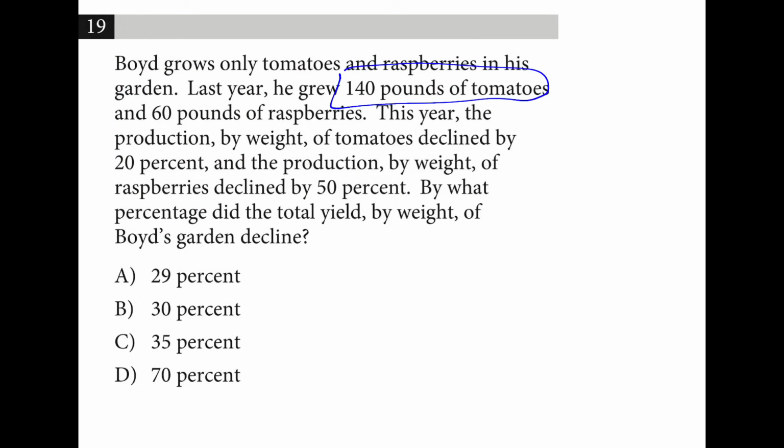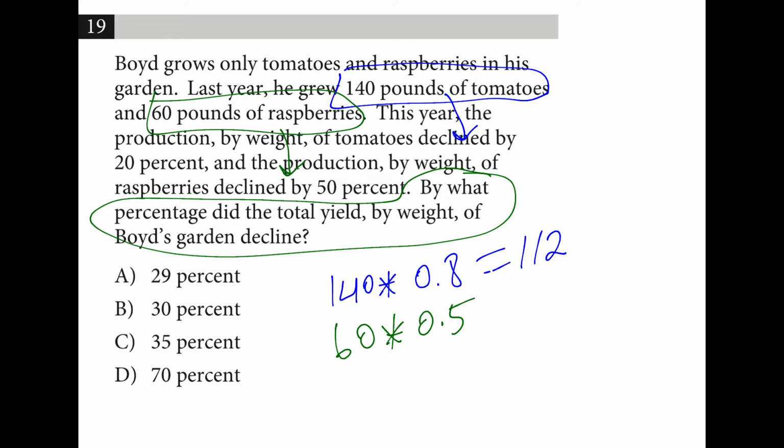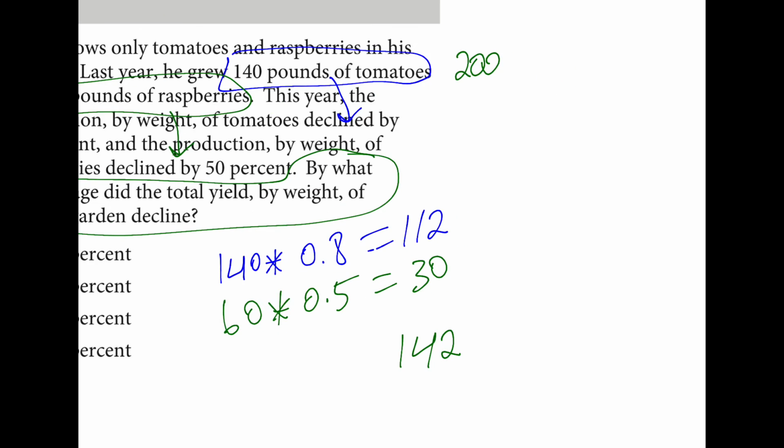140 pounds of tomatoes, but that declined by 20%, so 140 times 0.8. And we had 60 pounds of raspberries, and that declined by 50%, so 60 times 0.5. And then by what percentage did the total yield decline? So we're left with 112 pounds of tomatoes and 30 pounds of raspberries, so that's 142. We had 200. If we take that as a fraction, 142 over 200, we get 0.71.